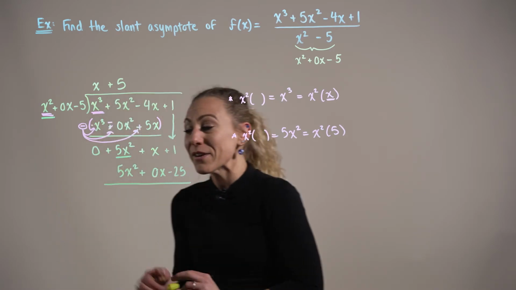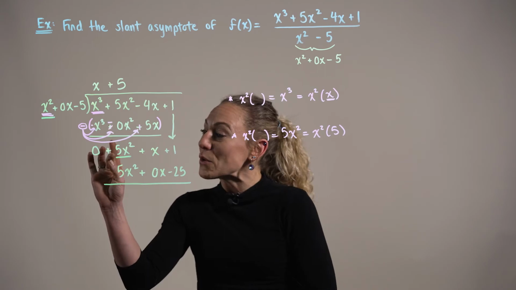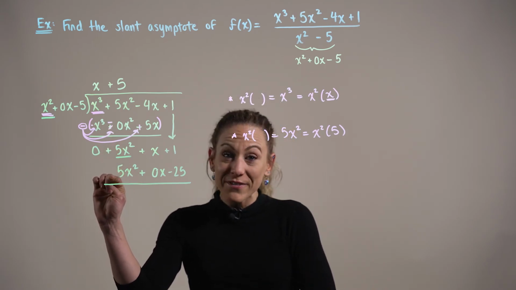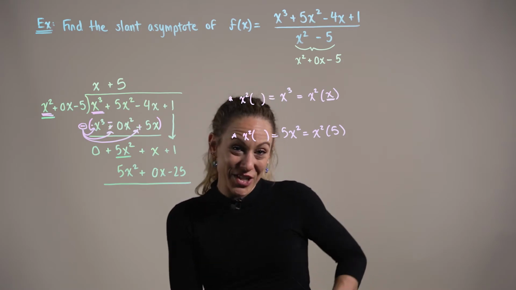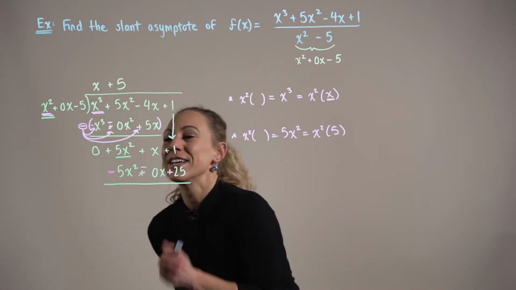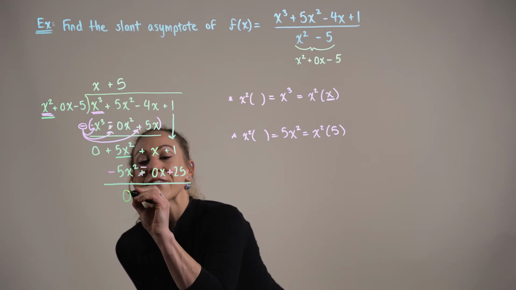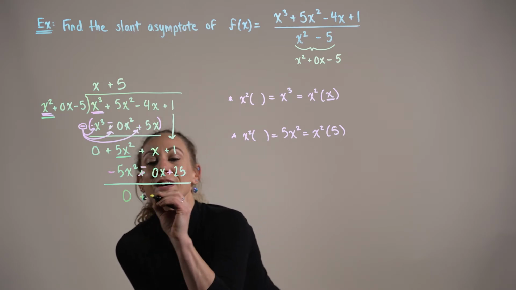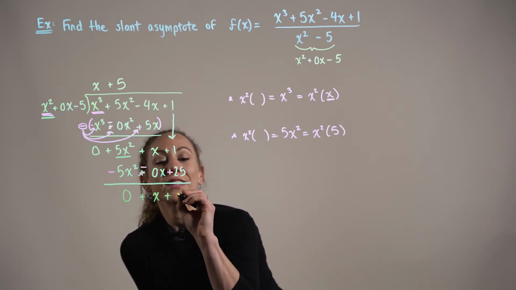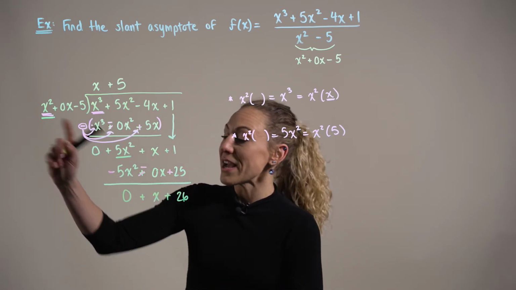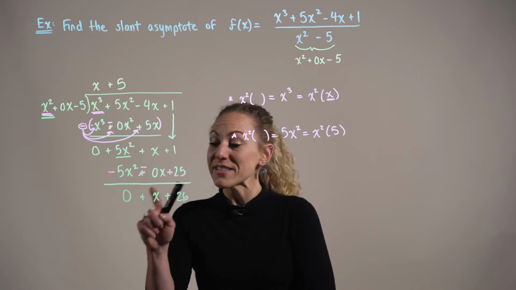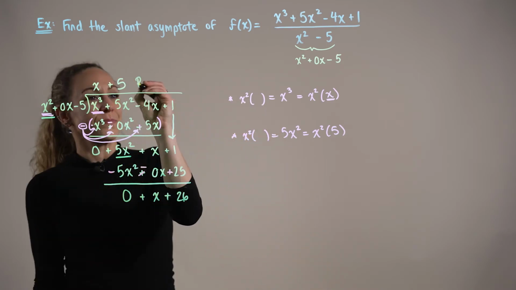And again, here, if we left this as it is, those 5x squared plus 5x squared is going to give us 10x squared. So we want to make sure that we subtract to change the signs. So now we have 5x squared minus 5x squared for 0, plus x, and then plus 26. So notice x squared doesn't go into x, so this is the remainder.